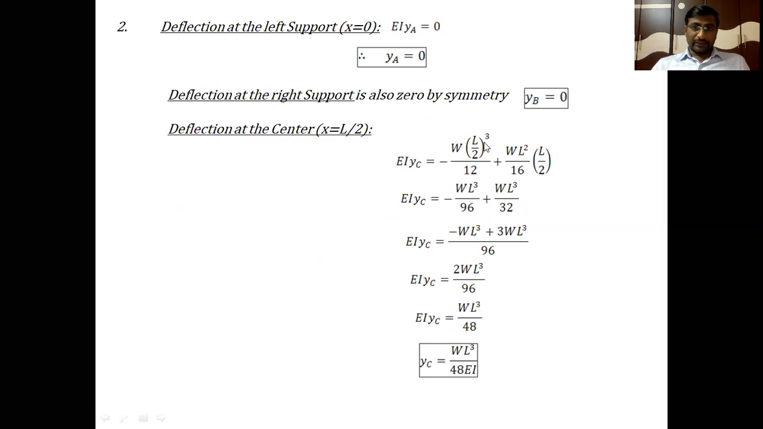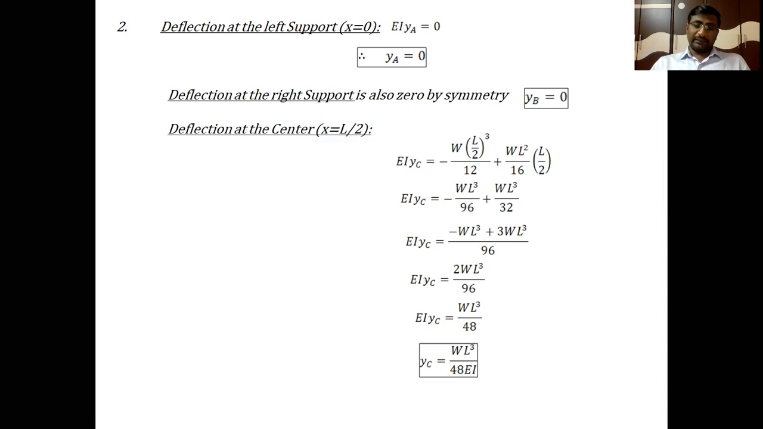So minus WL cube by 8 into 12 is 96, plus WL cube by 16 into 2 is 32. So 96 is the LCM: minus WL cube plus 3WL cube. So 3WL cube minus WL cube is 2WL cube, 2WL cube by 96, which is WL cube by 48. Therefore, YC is equal to WL cube by 48. Here is the deflection at the center, which is also the maximum deflection. We can write it as Y max or YC, WL cube by 48 is the formula for deflection.